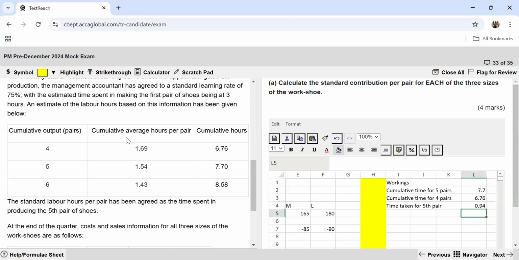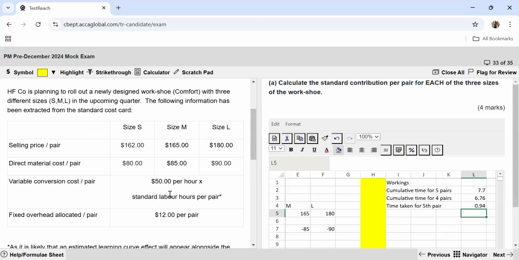Now this needs to be multiplied with $50 per hour. So if I want to find out the per hour conversion cost, it will be simply 0.94 multiplied by the $50 per hour, which I need to absorb. So 47 is what I'm going to charge per hour.